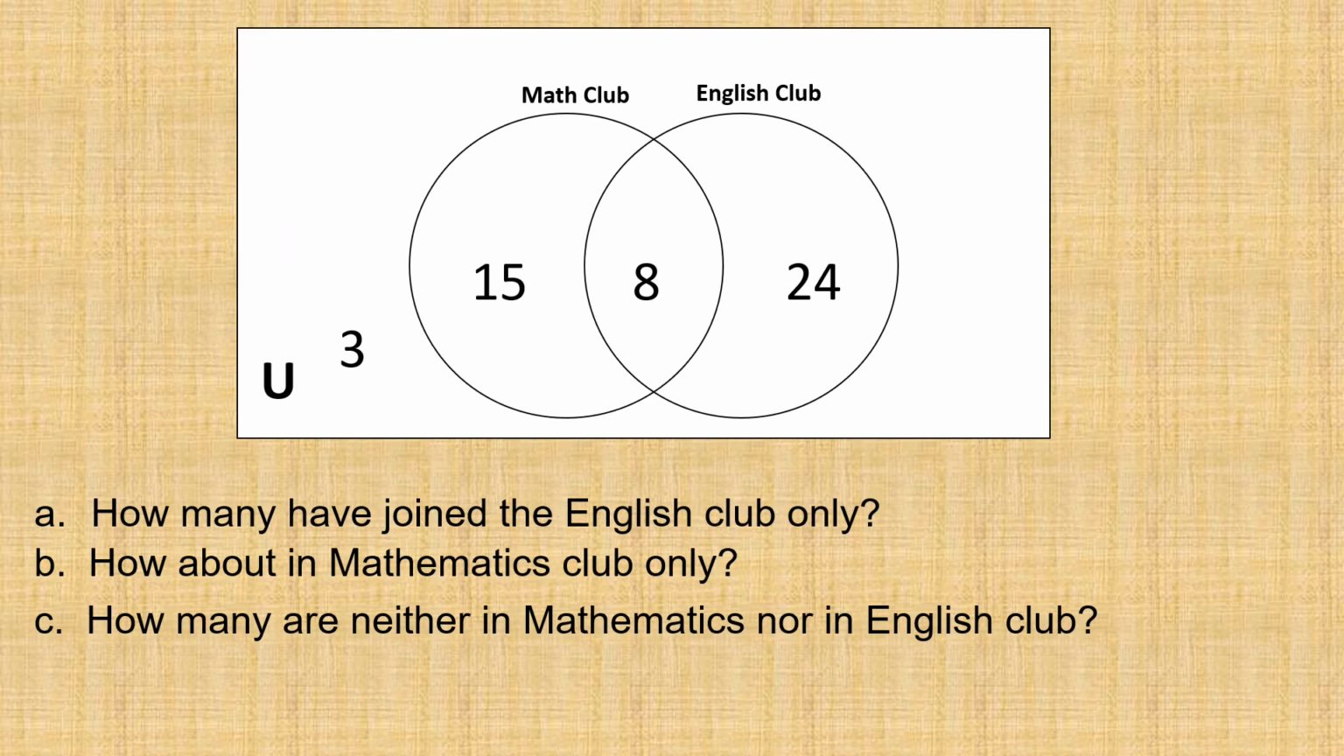After filling in the Venn diagram with all the elements, let us answer the questions. For letter A, how many have joined the English Club only? The answer is 24 students. For letter B, how about in Mathematics Club only? The answer is 15 students. And for letter C, how many are neither in Mathematics nor in English Club? And the answer is 3 students.